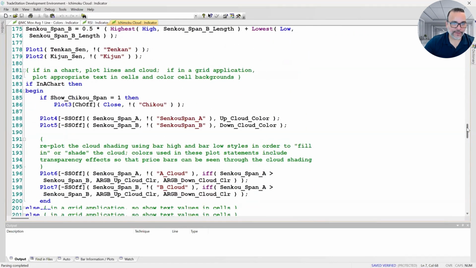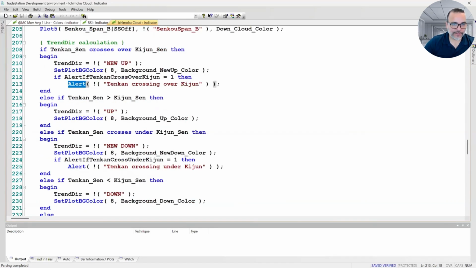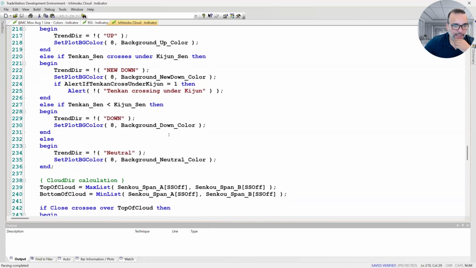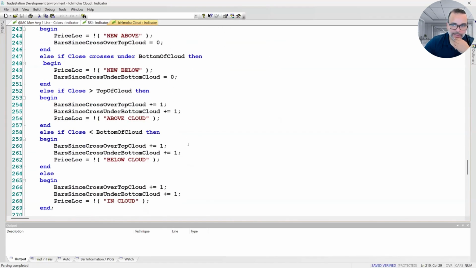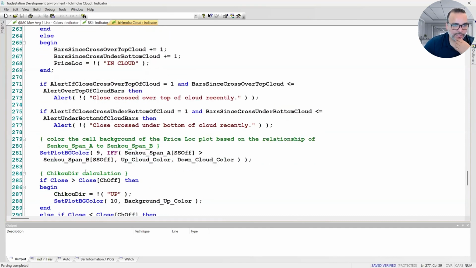This is just calculating all the different lines. All right, here we go. Tenkan crossing over Kijun, we have an alert. Then we have another alert, Tenkan crossing under Kijun. And those are the new downs and the new ups that we talked about earlier. But in addition to that, we have more alerts. I'm just scrolling down here. Okay, here's another one: close crossed over top of cloud recently. So whenever the candlesticks cross over or under the cloud, we have those alerts as well.